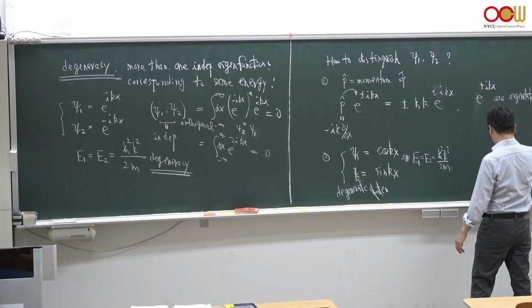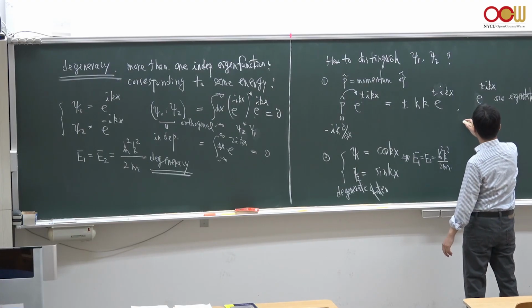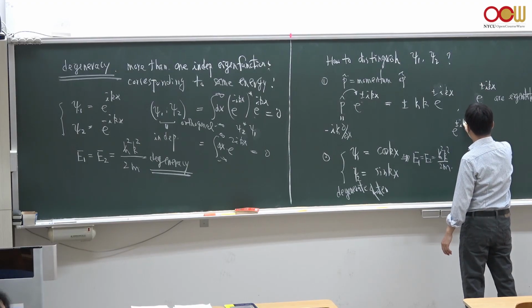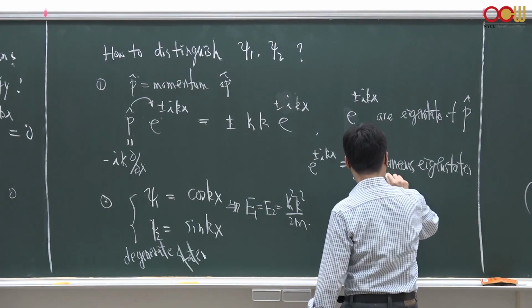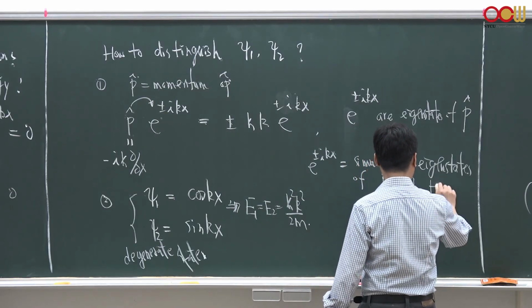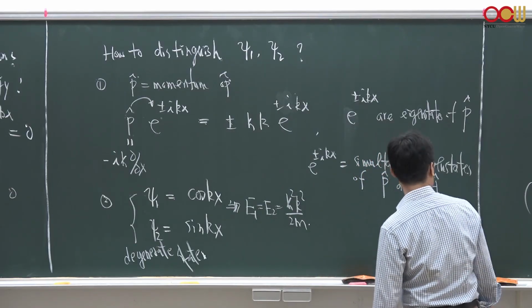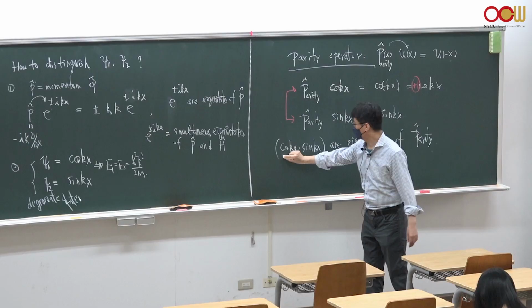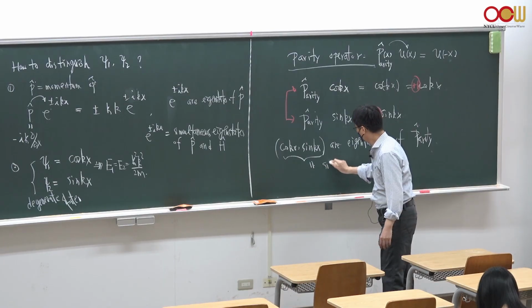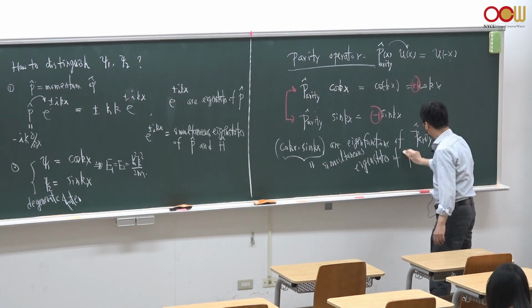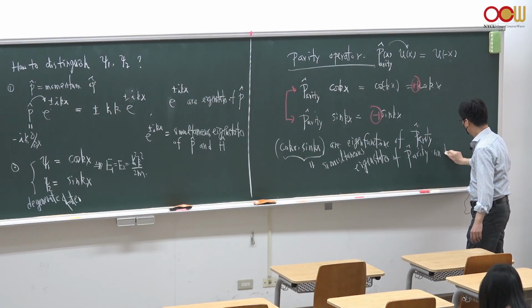So let me just use a more formal definition. This e to the plus minus ikx is actually simultaneous eigenstates of the momentum operator and your free particle Hamiltonian. And here, cosine and sine functions, again, are simultaneous eigenstates of the parity operator and your Hamiltonian.